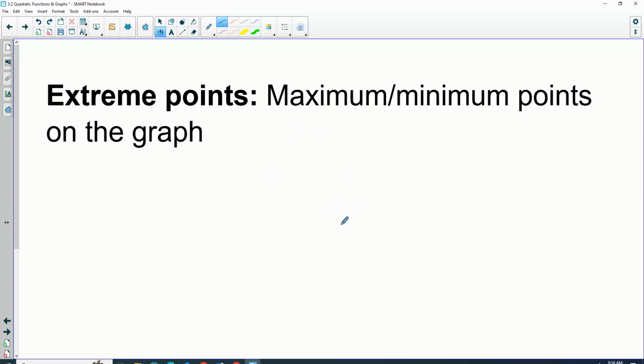When we're talking about a parabola, it is the vertex. Okay, we'll use the terminology extreme points for other graphs, but right now we're focusing on parabolas. So if I ask for the extreme point, I'm asking you to tell me where the vertex is. It's our highest or lowest point.